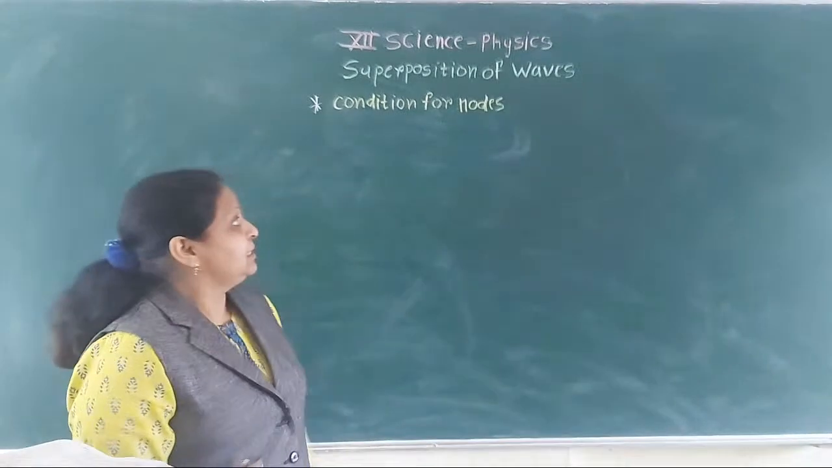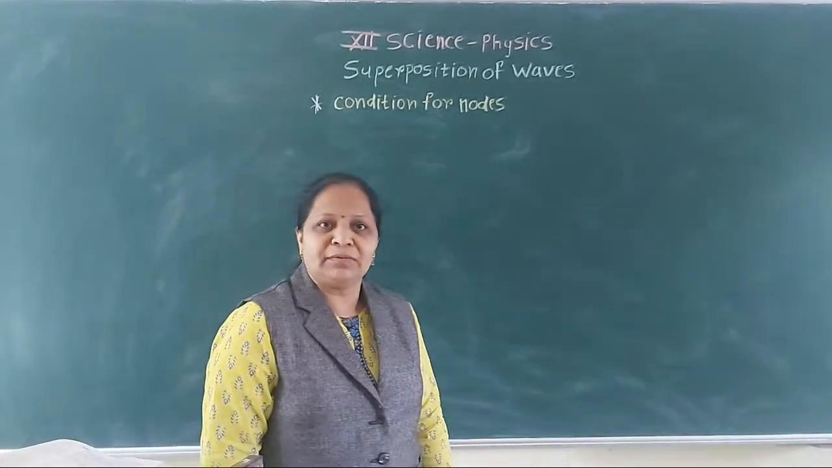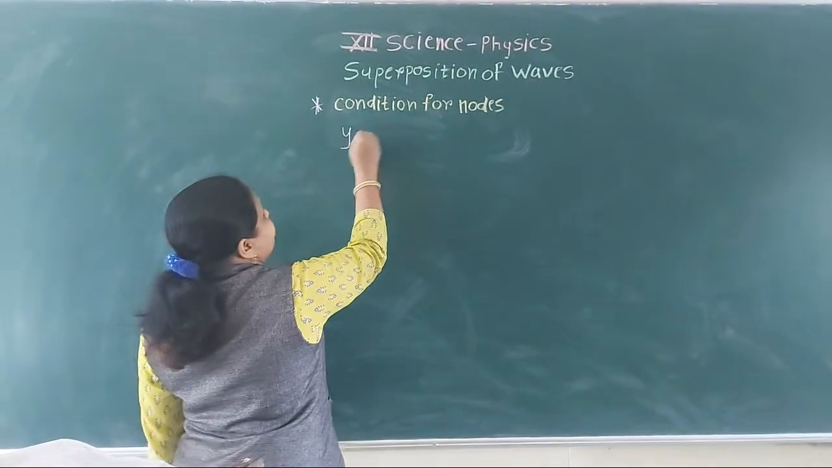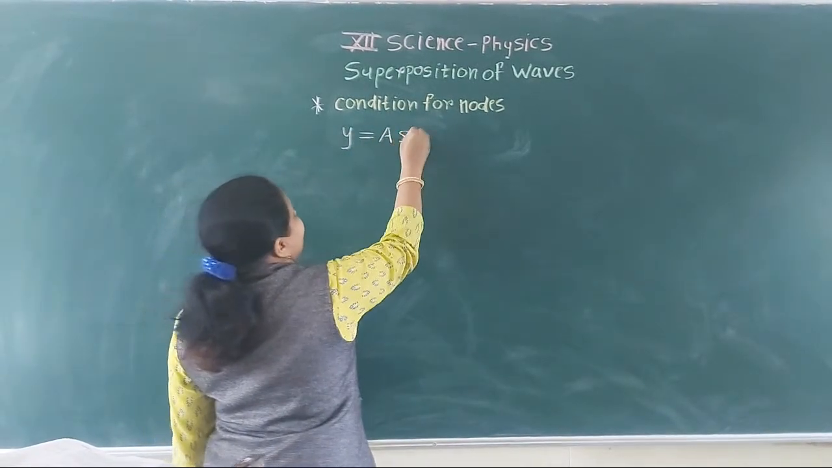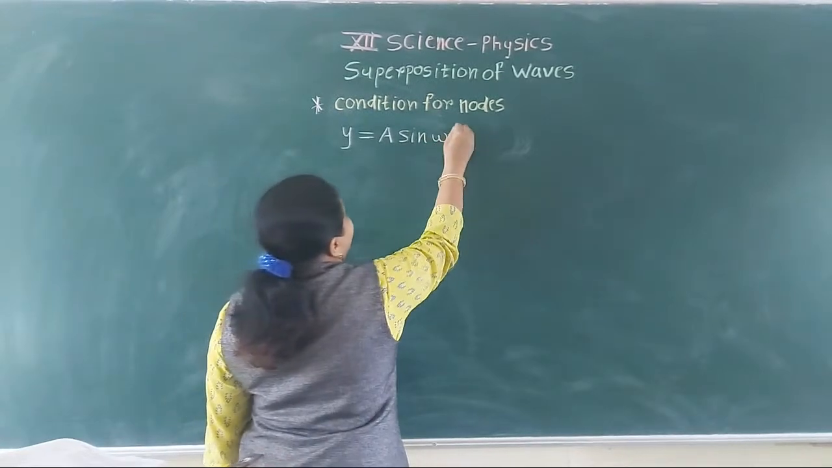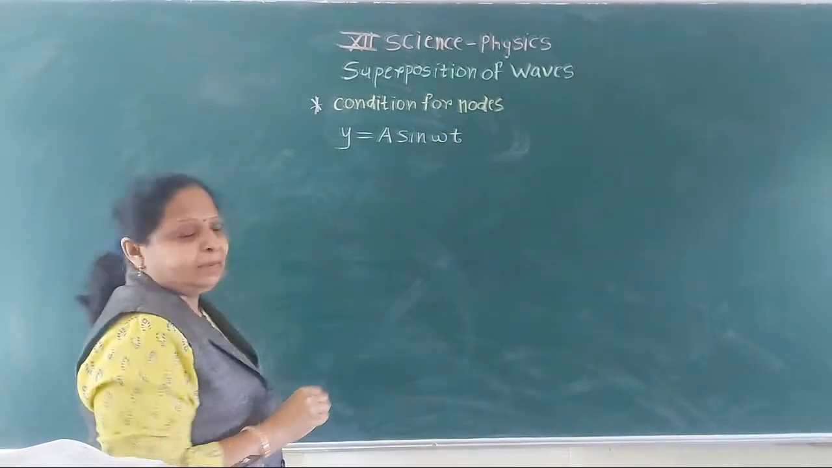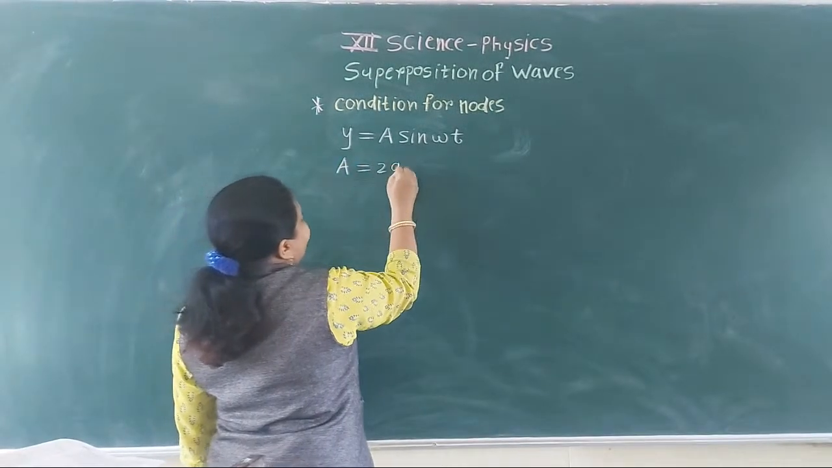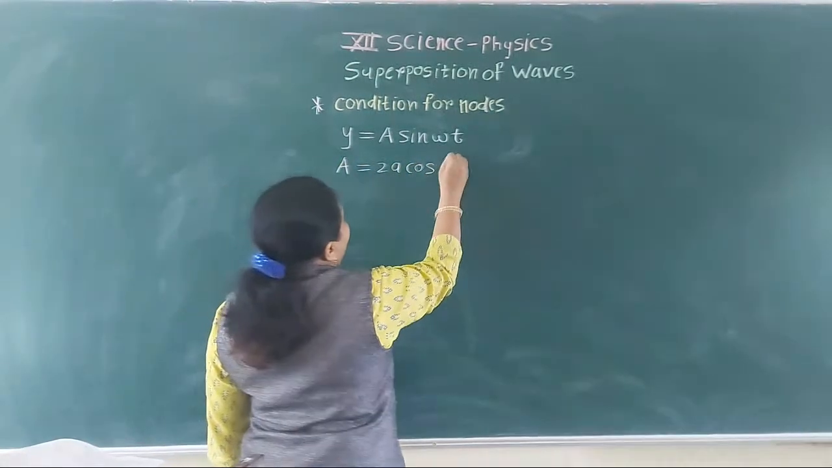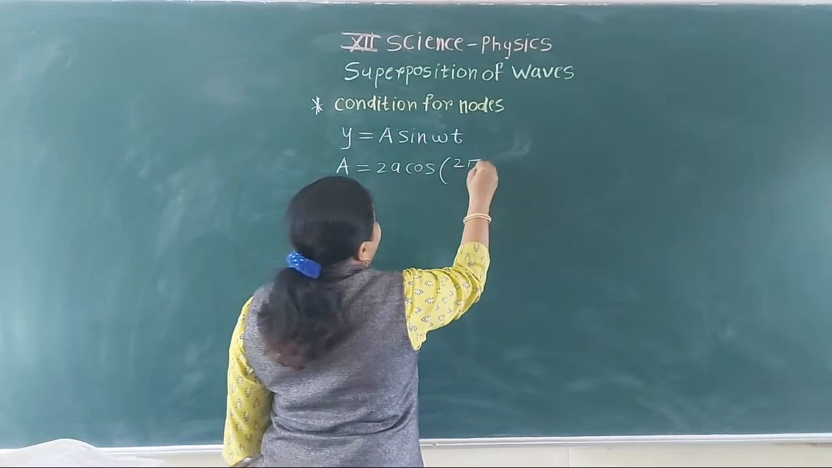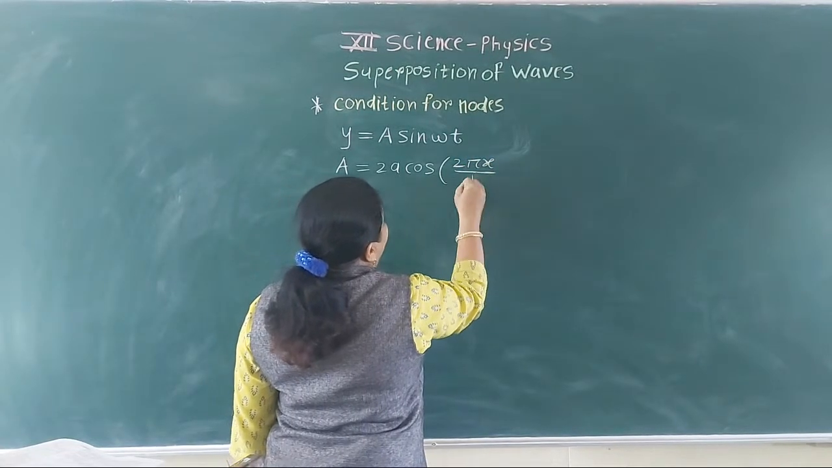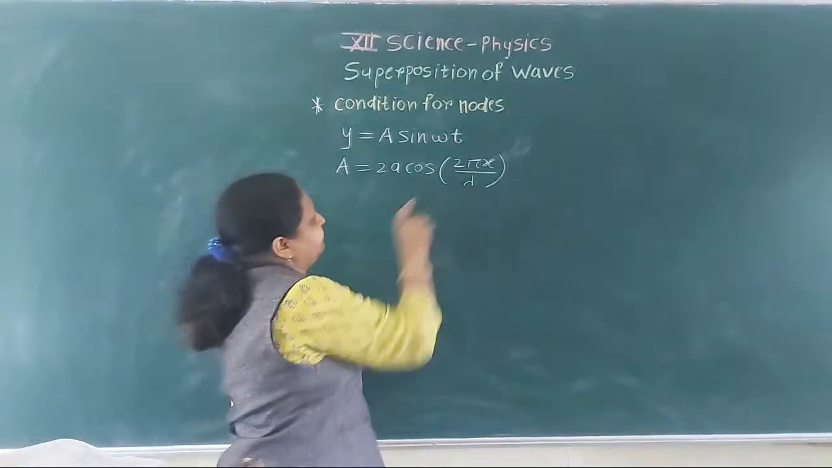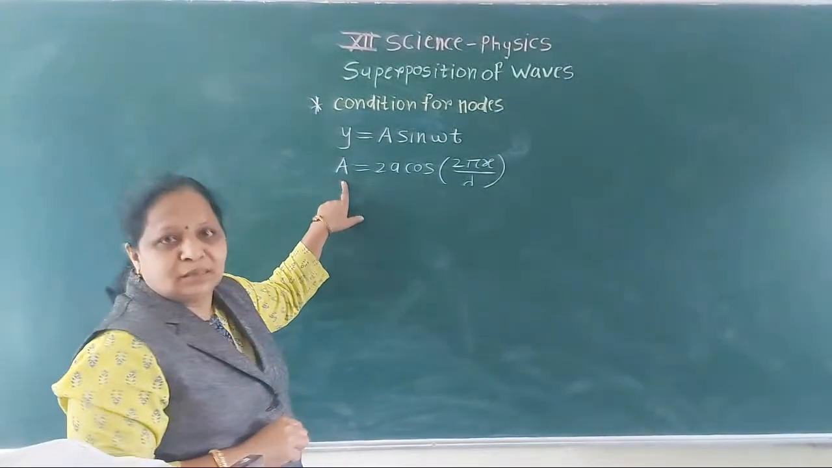Now in the last session we have seen the equation of stationary waves. So the equation is y is equal to A sin of omega t, where A is the resultant amplitude. Then A is equal to twice a cos of 2 pi x upon lambda. Now x is the displacement, lambda is the wavelength, and A is the resultant amplitude.